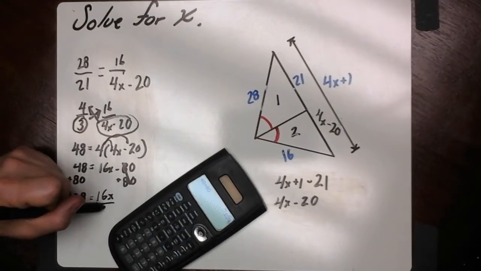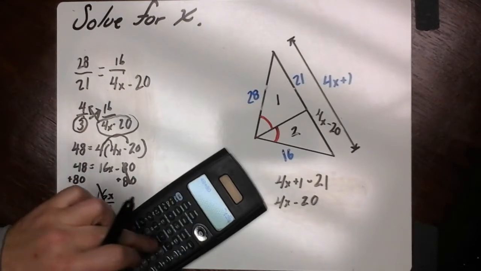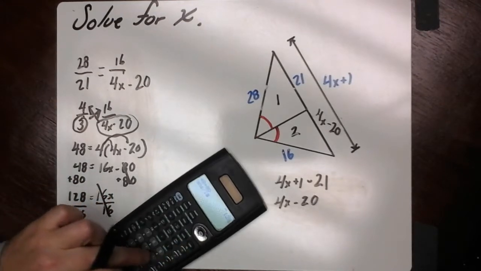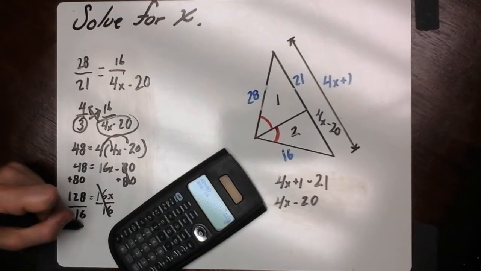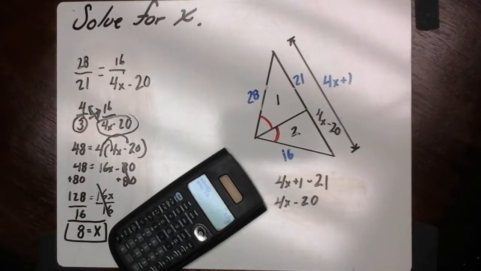Then I got to undo that multiplication, so I'm going to divide. I'm going to divide by 16, and that's going to give me 8. So x equals 8.